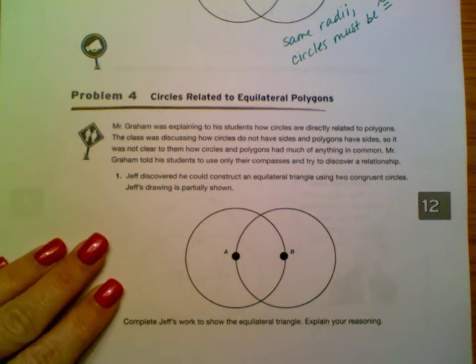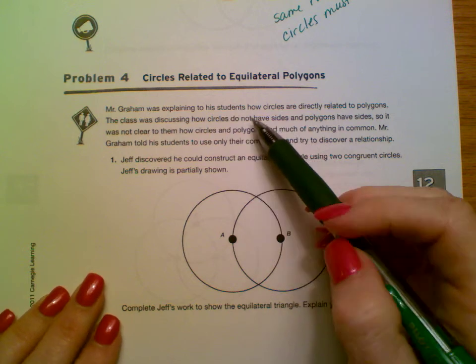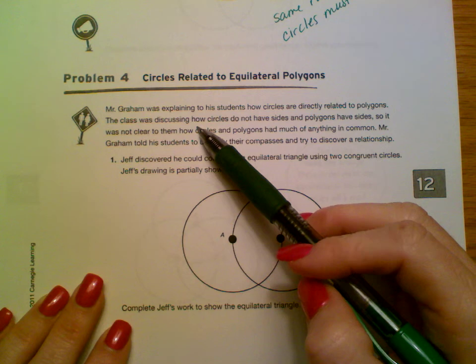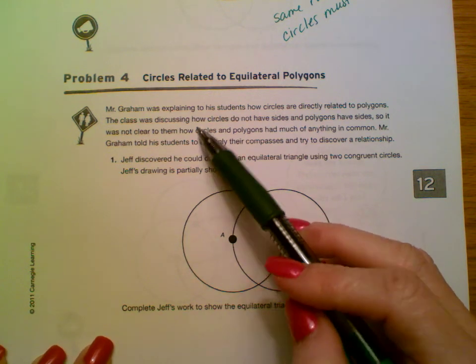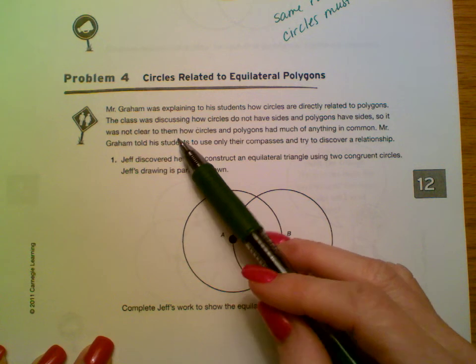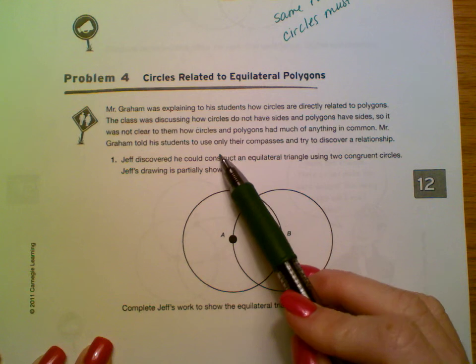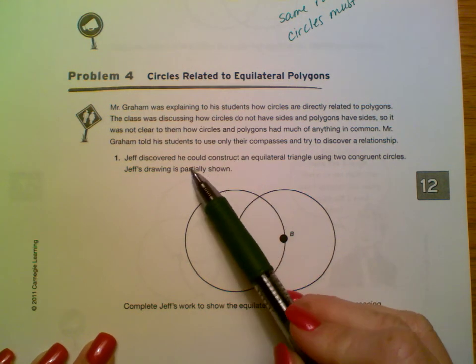So now we're going to look into polygons. Mr. Graham was explaining to his students how circles are directly related to polygons. The class was discussing how circles do not have sides and polygons have sides, so it was not clear to them how circles and polygons had much of anything in common. Mr. Graham told his students to use only their compasses to try to discover a relationship.